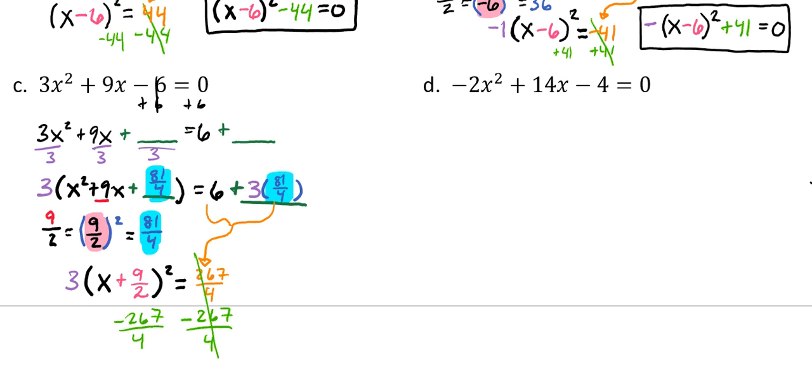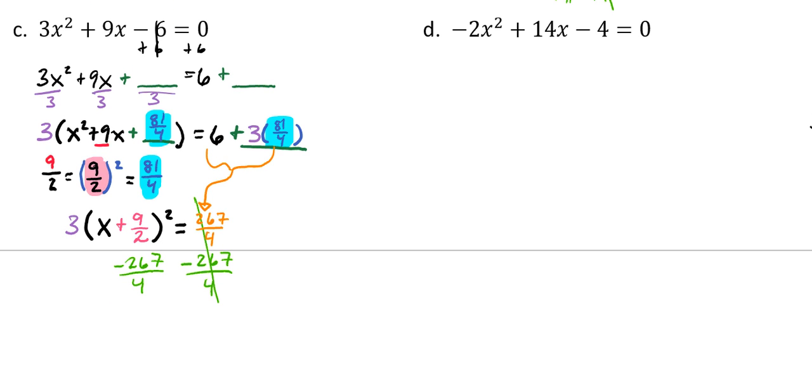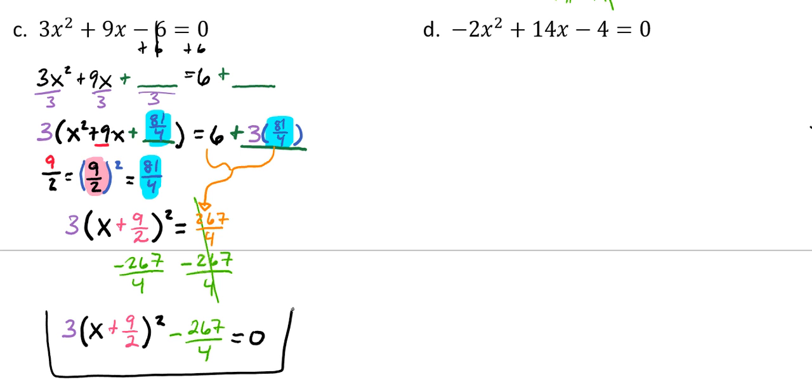So those will cancel out, and it will leave us with our final answer of 3 times x plus 9 halves quantity squared minus 267 over 4 equals 0, and we're finished.